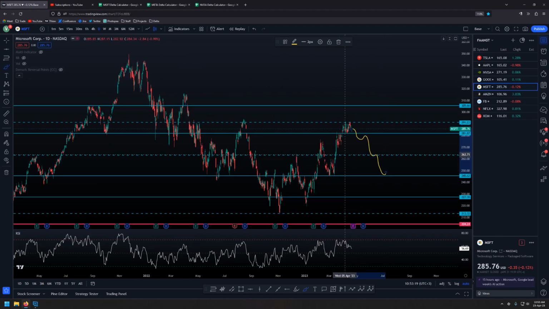So TSLA is 263-ish, so 265 to 260, let's call it a range. And then if that doesn't hold, we go to 250 to 245. And the bullish case is 300. And of course, 300 can also be an overshoot to 305.